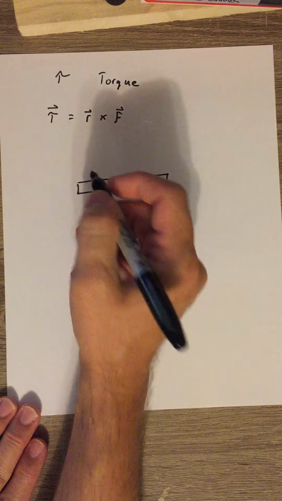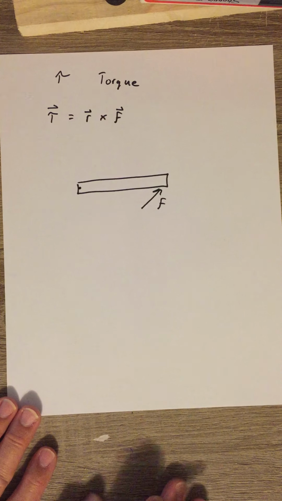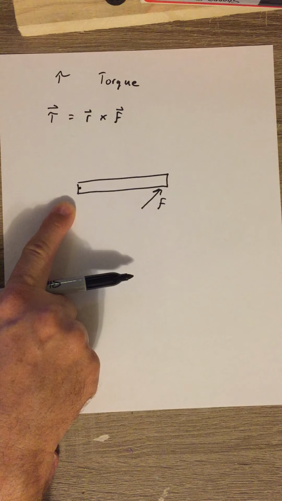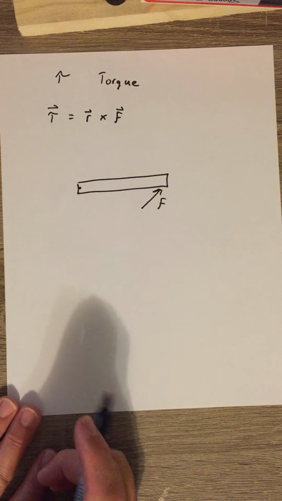So let me pick one. I'm going to pick the extreme end of the bar over here. I might pin it down so it has to rotate here. I might not. It doesn't really matter. I'm going to calculate the torque about that point.